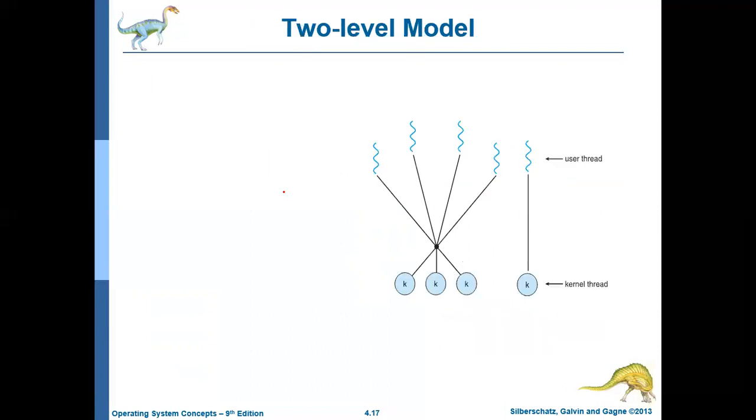And this two-level model is one variation of the many-to-many model. It is basically the same as the many-to-many model, other than that it adds one additional feature: a particular user thread can be bound to a particular kernel thread. What does it mean? It means that a user thread can be bound to only one particular kernel thread throughout its lifetime, and that feature is available. But that may not be available in a normal many-to-many model.